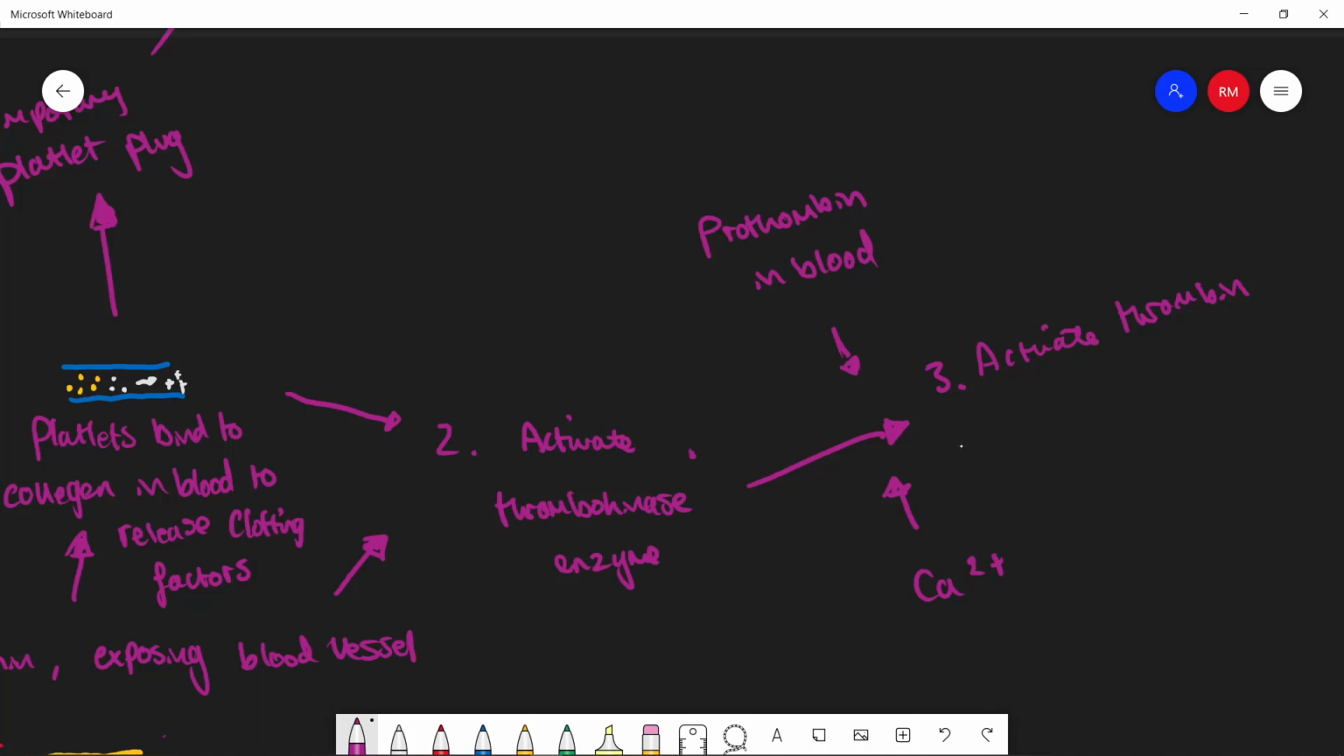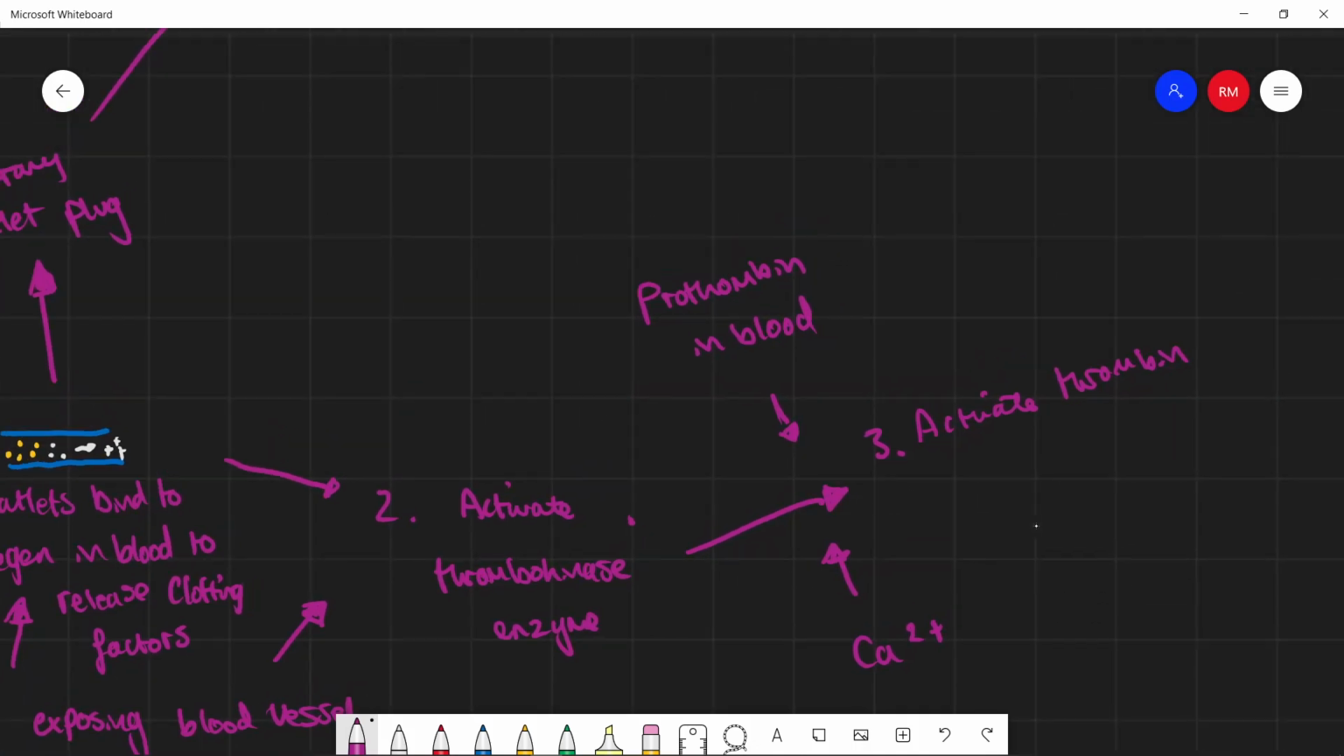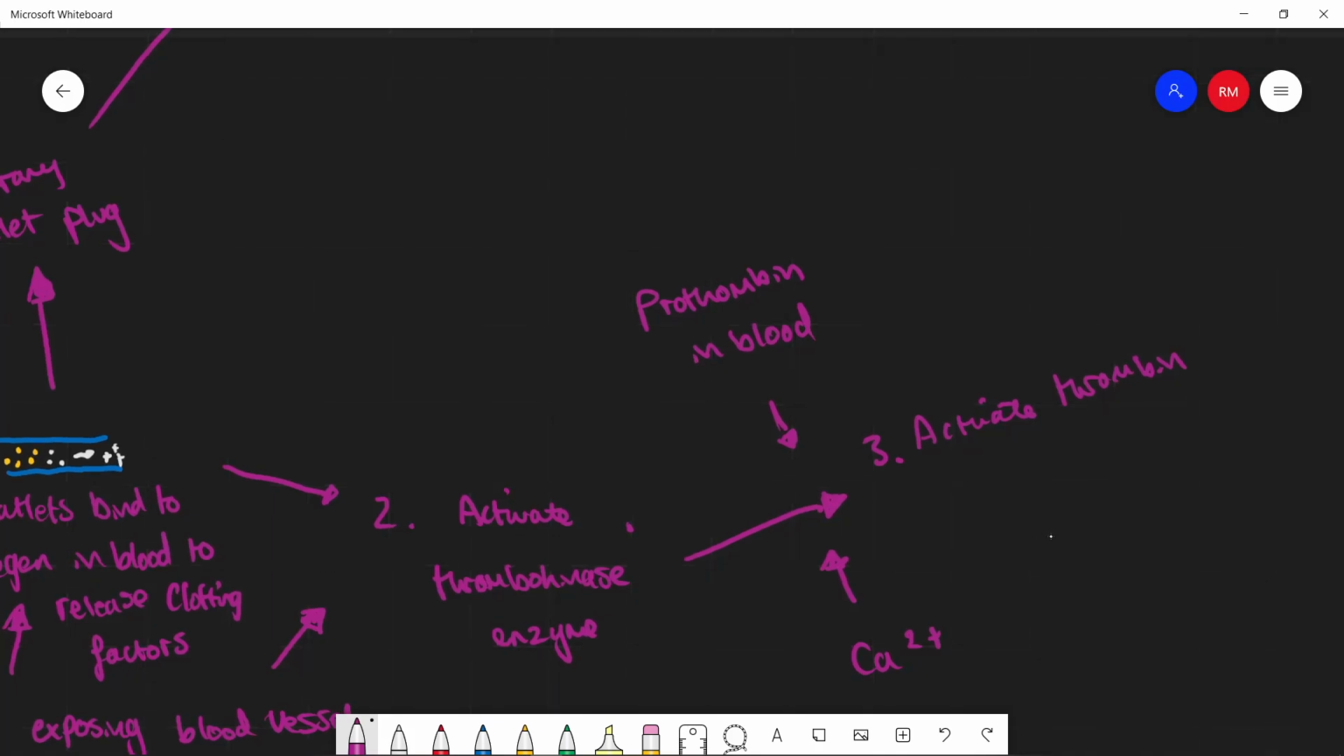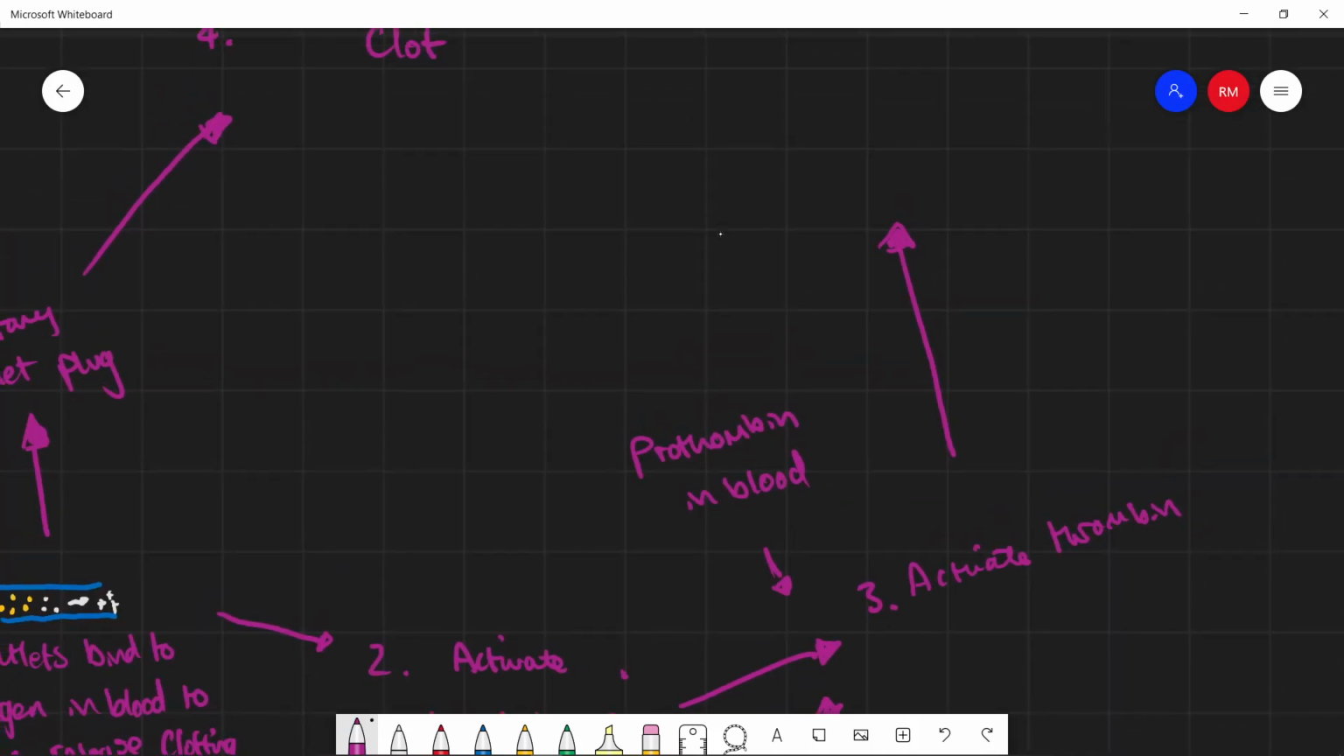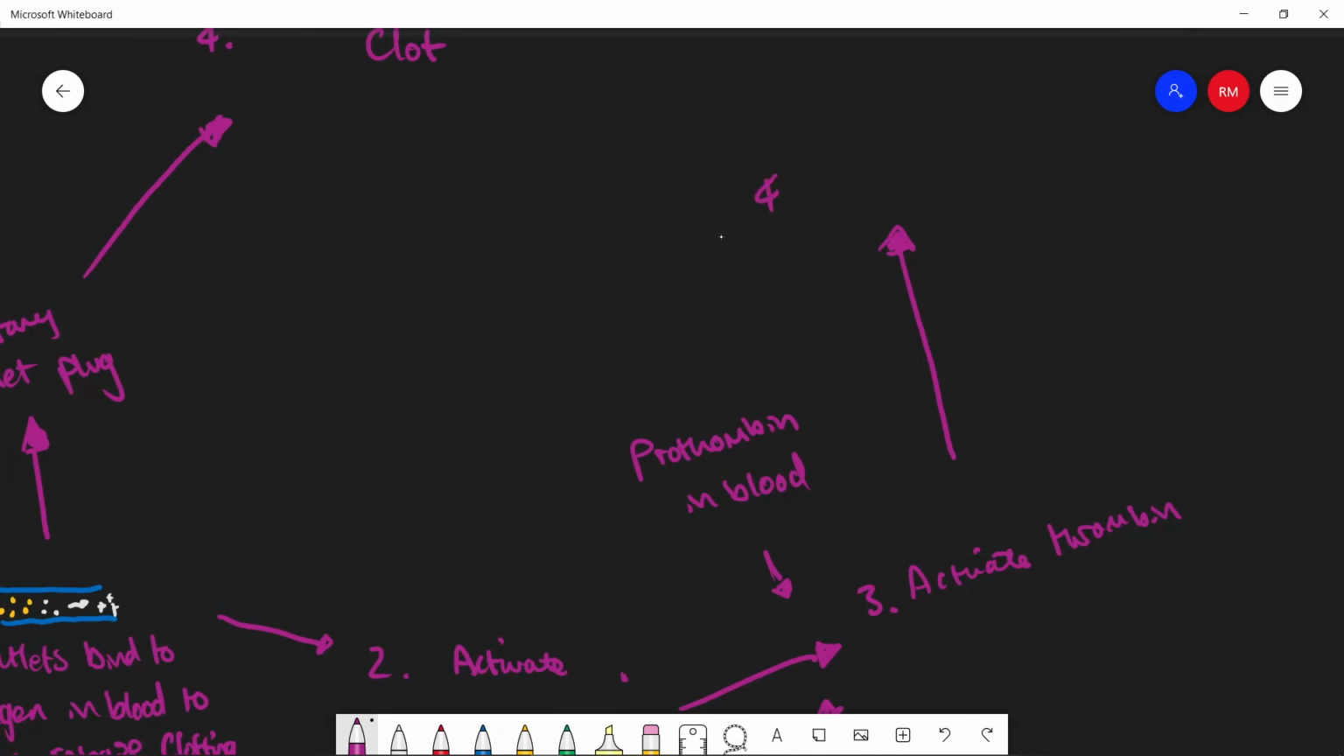Part 3. And so as this is activated, this will turn the soluble fibrinogen in the plasma into insoluble fibrin. So this is what this enzyme is used for in the blood. It's to create insoluble fibrin.